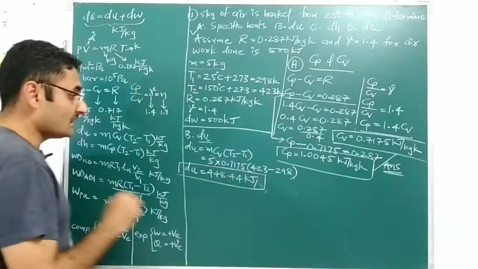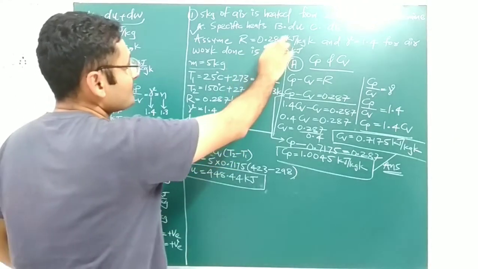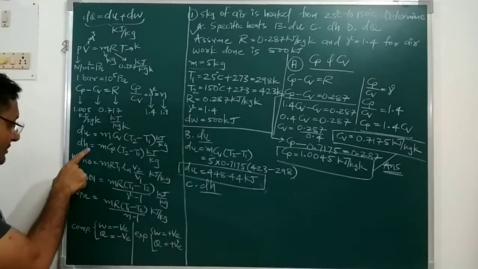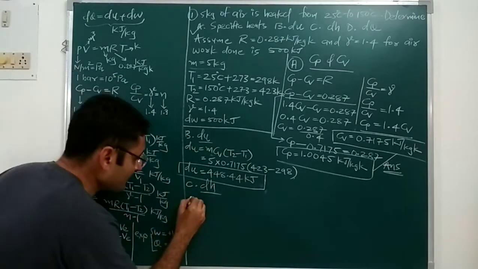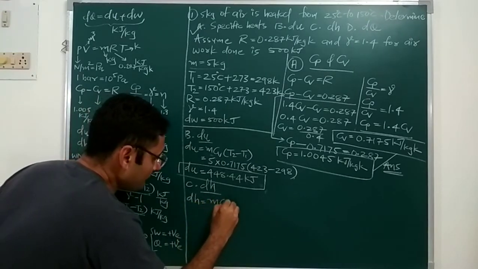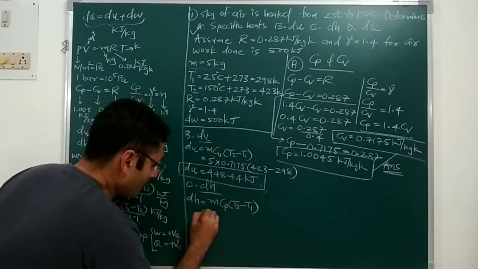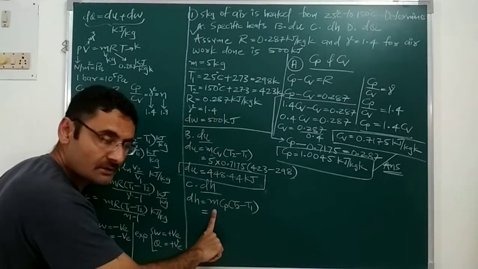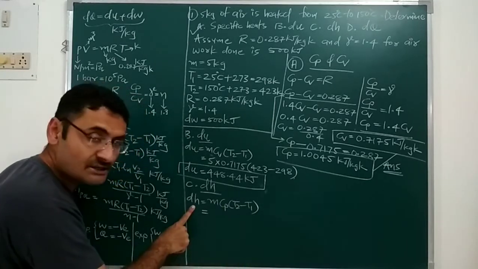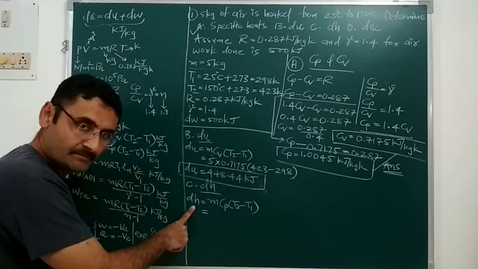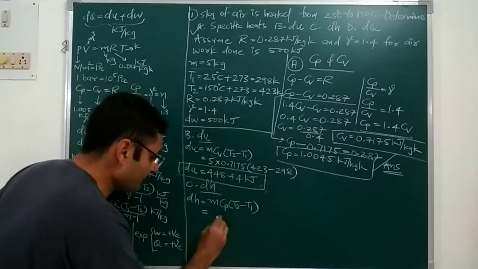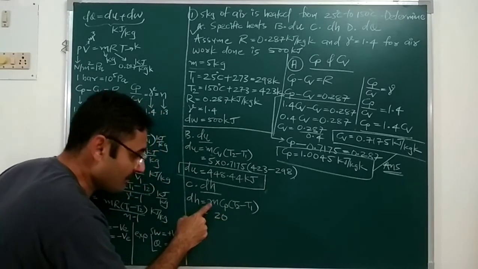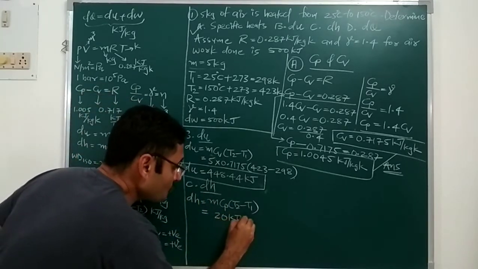Now next question is C. C means change in enthalpy. So the change in enthalpy equation is m Cp (T2 minus T1). So I will write dH is equal to m Cp (T2 minus T1). Over here M is given, which is 5 kg. If you write 1 kg over here, then whatever answer you get for change in enthalpy will be in kilojoule per kg. Suppose you are getting the answer 20 by considering mass as 1 kg.